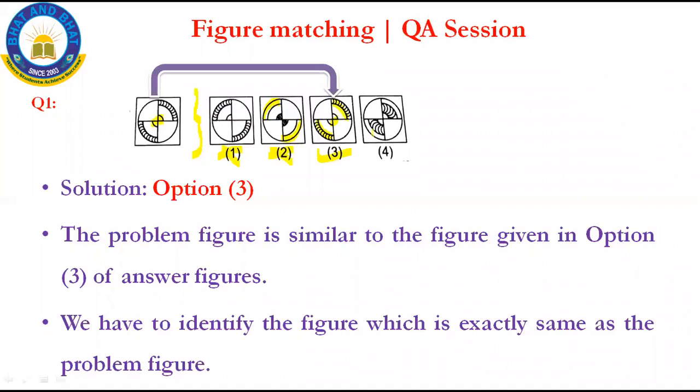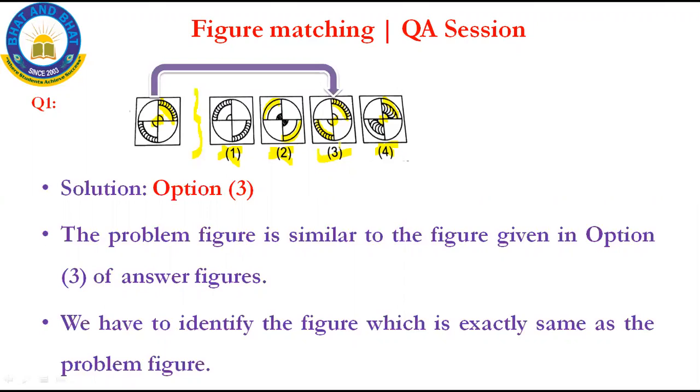Now we'll go with option 4 also. Why is option 4 not the correct answer? Because see here, yes, it looks the same. Here also one triangle, here also one triangle, but in the question figure it is designed at the corner, but here in the corner it is blank. So therefore option 4 is also not the correct answer. Therefore the problem figure looks like the one in option 3. Therefore option 3 is the correct answer. So what is your solution there? Option 3 is the correct answer.